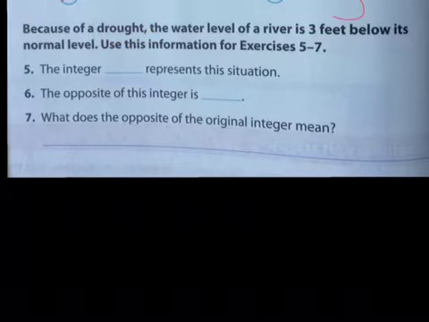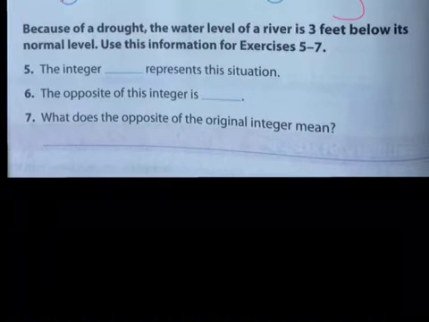Many of you already know what the word drought is, simply because we've experienced a drought in Venezuela in the last 4 years. Because of a drought, the water level of a river is 3 feet below its normal level. Use this information for exercises 5 to 7. 3 feet below, meaning -3, right? Less. And some of you have seen how the dique in Guataparo has really gone down over the last year. It's gone back up again, but it's really been affected by the drought.